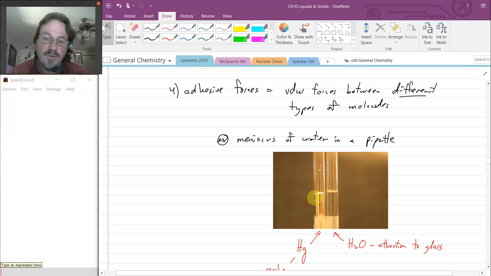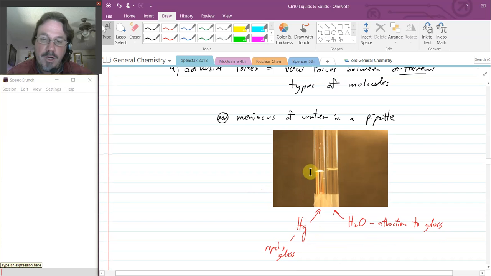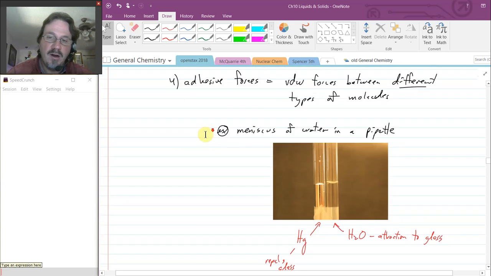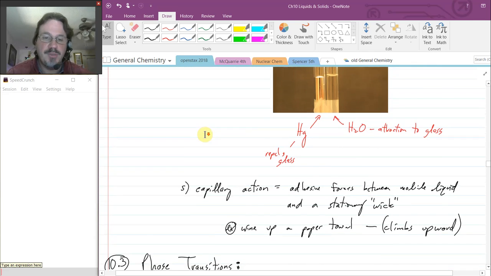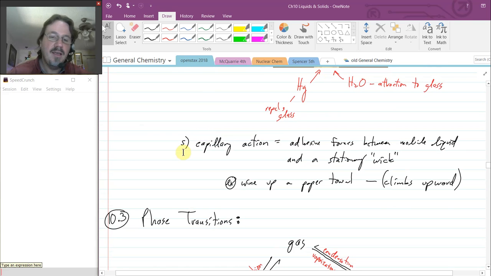Hey, on the left side of this figure, they actually show mercury. Mercury has no attraction, in fact, a repulsion to the glass, and so it does just the opposite. It's being repelled, and so it's actually pushing back, and it actually domes. You get an upside down meniscus, if you will, with mercury. So again, it goes back to the intermolecular forces, and adhesive forces are those between different types. Finally, in this section, number 5, capillary action.